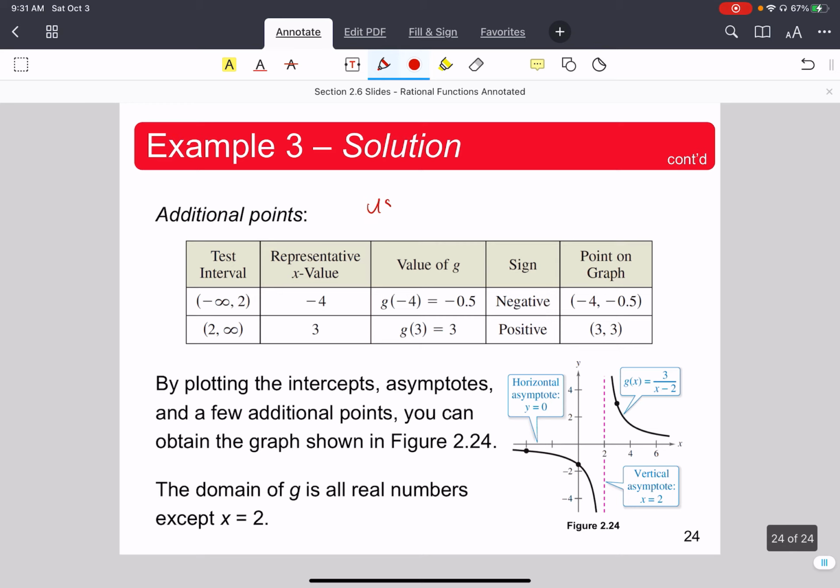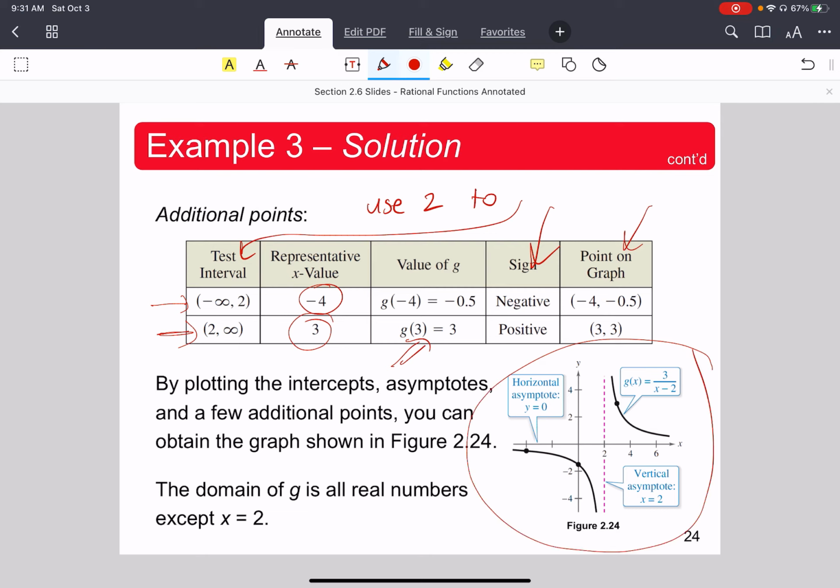So we use 2 to come up with test intervals. So we say negative infinity to 2 and then 2 to infinity. So we only can come up with 2 intervals. And then we're going to pick some representative x value, evaluate the function as we previously did, find the sign, and then pick any random point on the graph just to make sure how the function behaves. So by plotting all this, we're going to realize the graph is going to look like that.